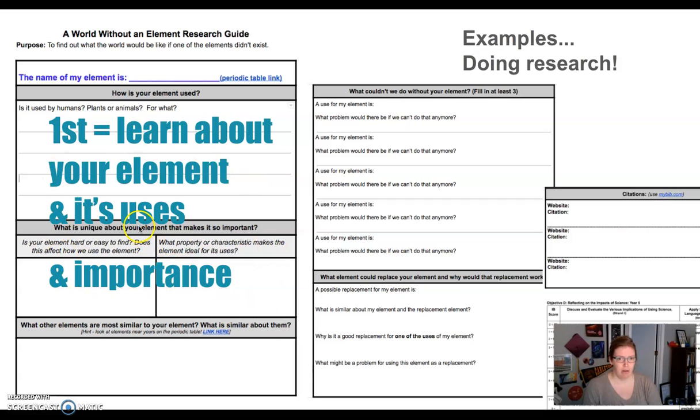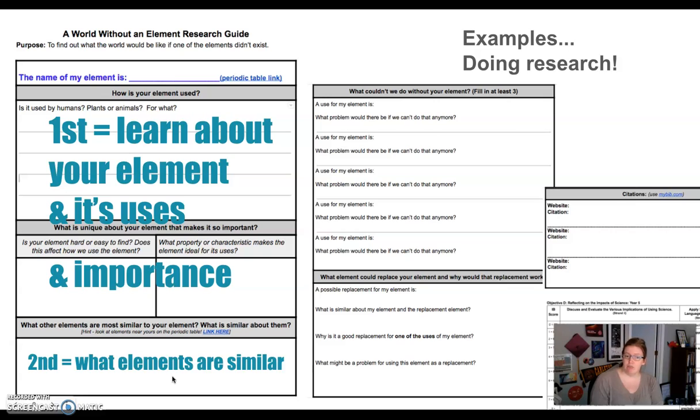You want to really learn about your element. Then what elements are kind of similar to your element? If yours is a gas, what other elements are a gas? If yours is a hard metal or a flexible metal, what other elements are like that? And so you'll do a little bit of research there. You can look at the periodic table, elements nearby it. On the periodic table, in fact, in the same column, up, down, are going to be most similar. And ask your teacher if you're struggling with this.